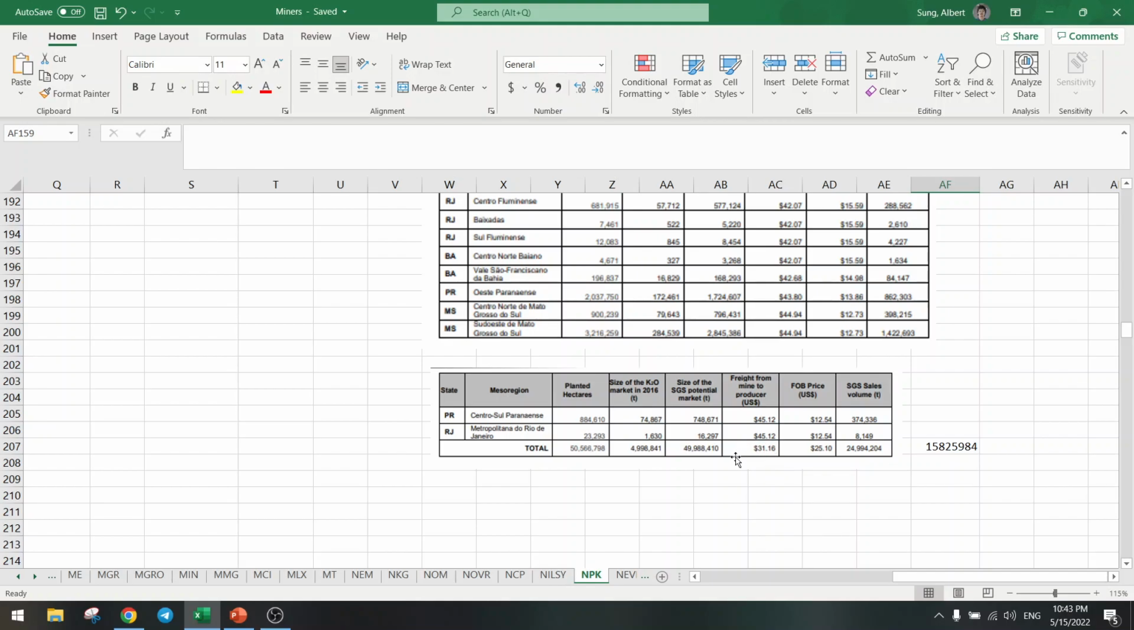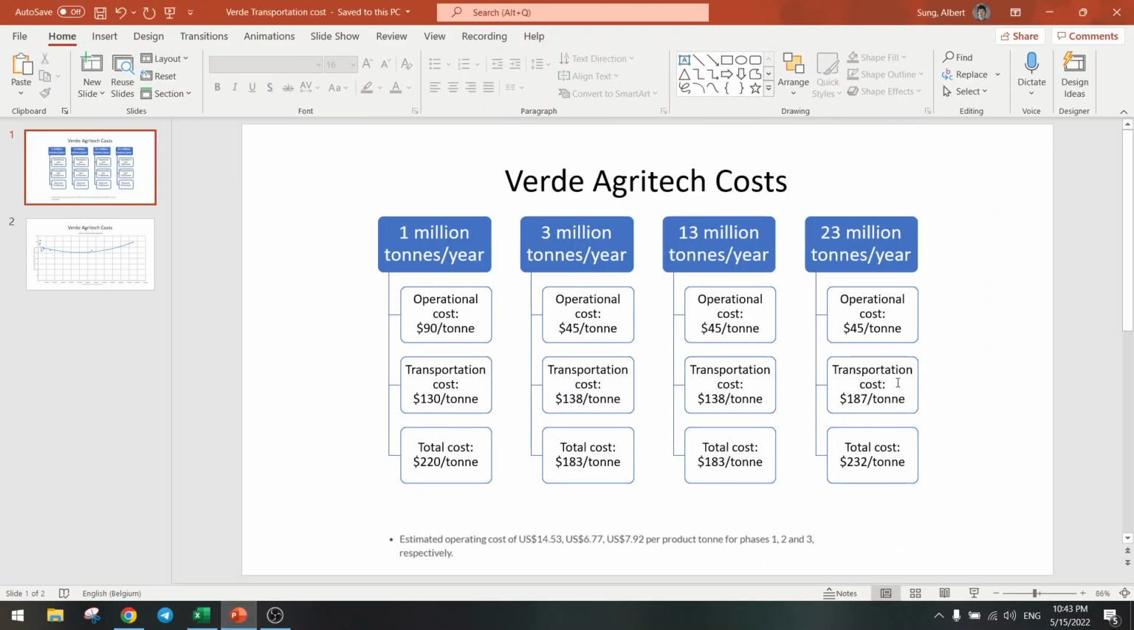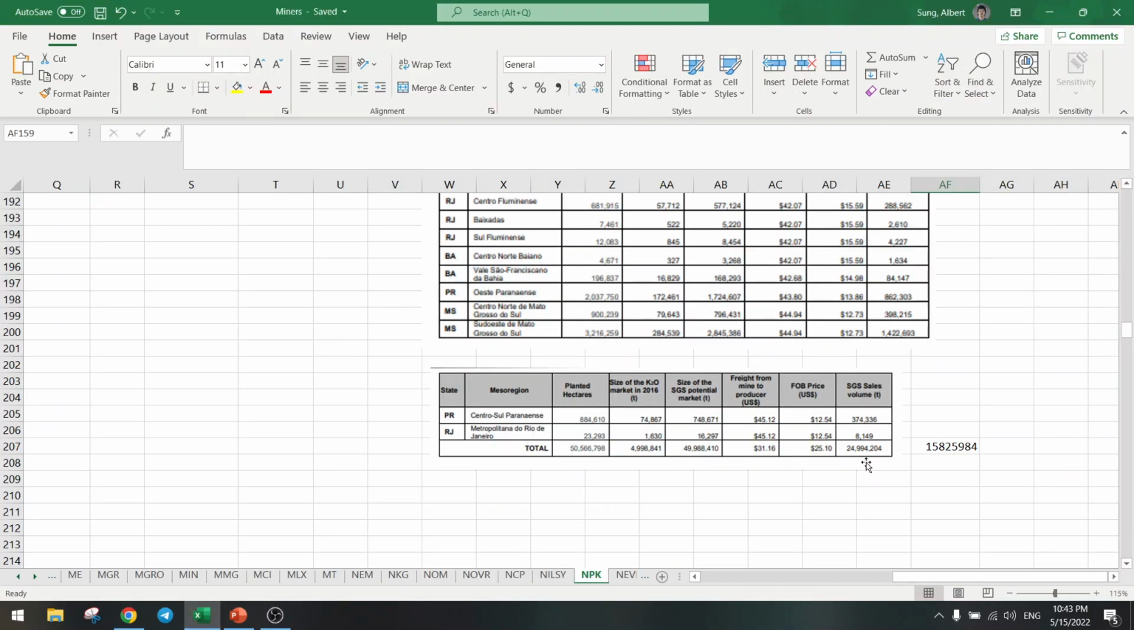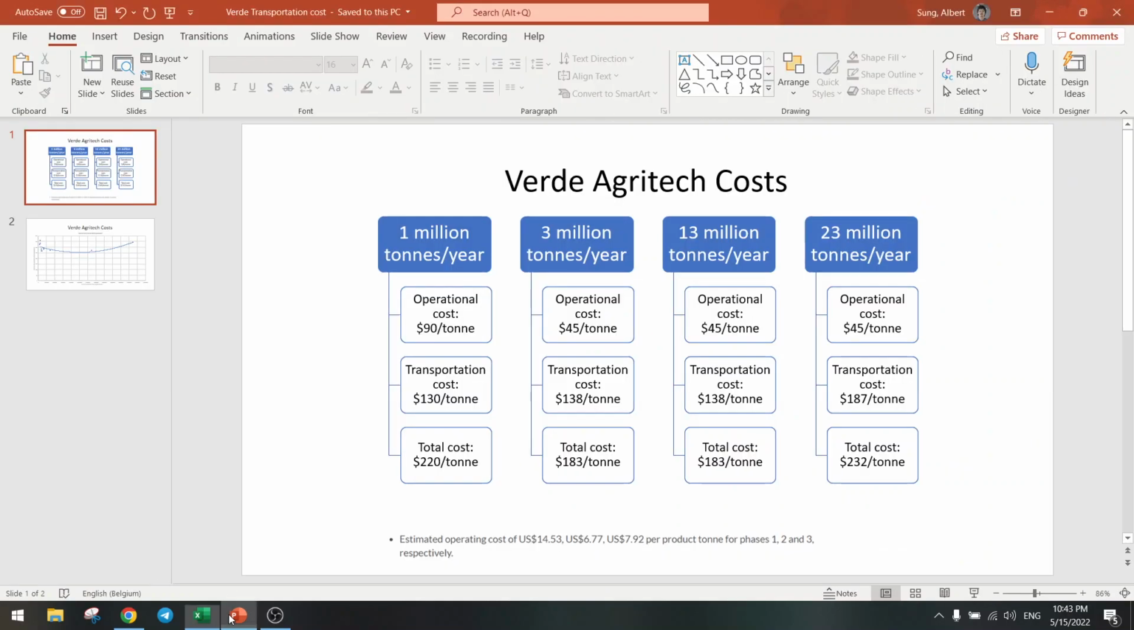and we do this times 6. So that gives $187 per ton for the full 23 million tons. As you can see here, these are 25 million tons. So now we have all the costs, and the total cost can be found here below. That's this plus this.